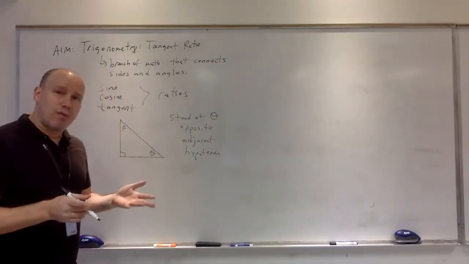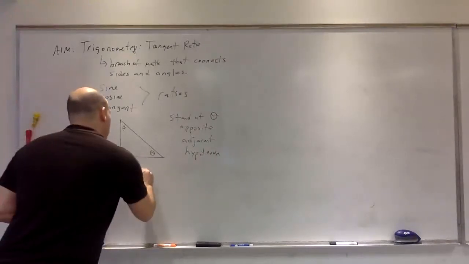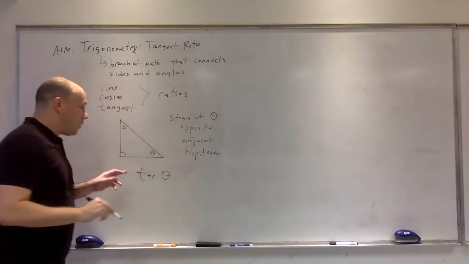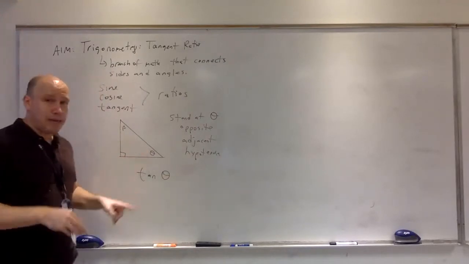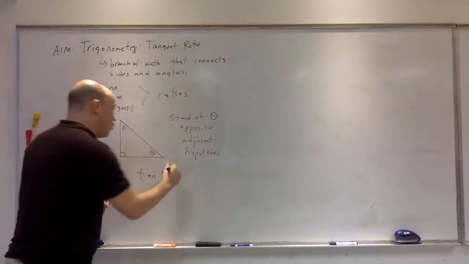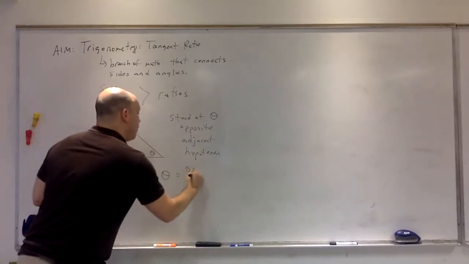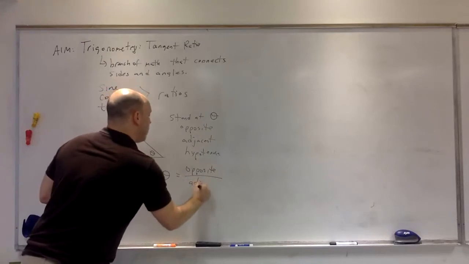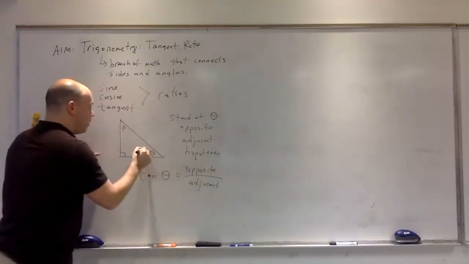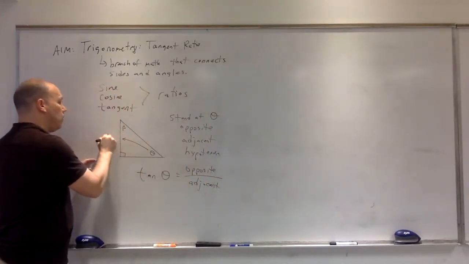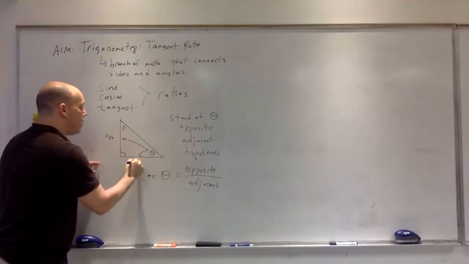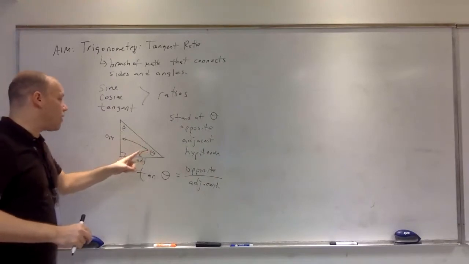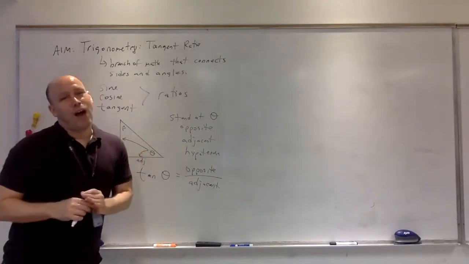The first ratio we're going to be looking at is tangent. The tangent of theta, once again standing at theta, is the ratio of the opposite side over the adjacent side. This is opposite theta and this is adjacent to theta. Let's take a look at a video.